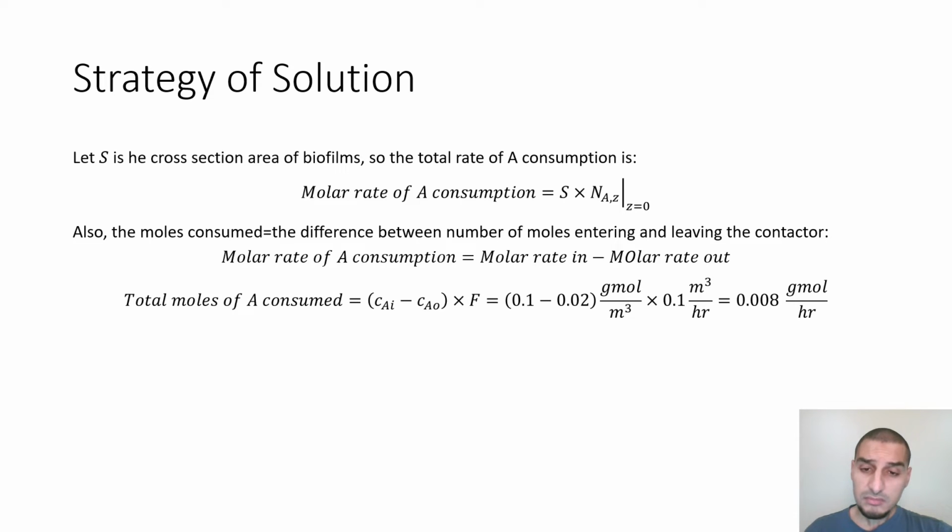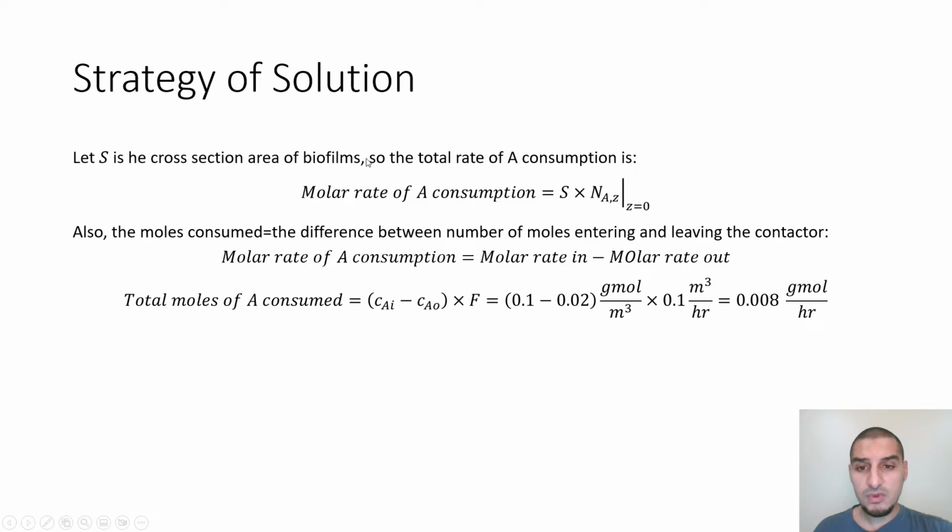And we can use the equations, or the information, that we know. I know the concentration, I know the flow rate, so the difference in concentration multiplied by the flow rate. This has units of gram mole per meter cube, this has units of meter cube per hour, then the product will have units of gram mole per hour, which is the molar rate of consumption. It's 0.008 gram mole per hour. This is the first part.